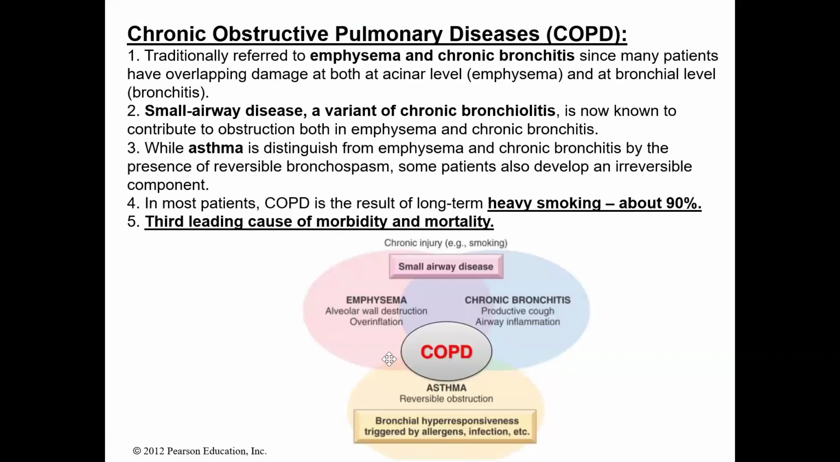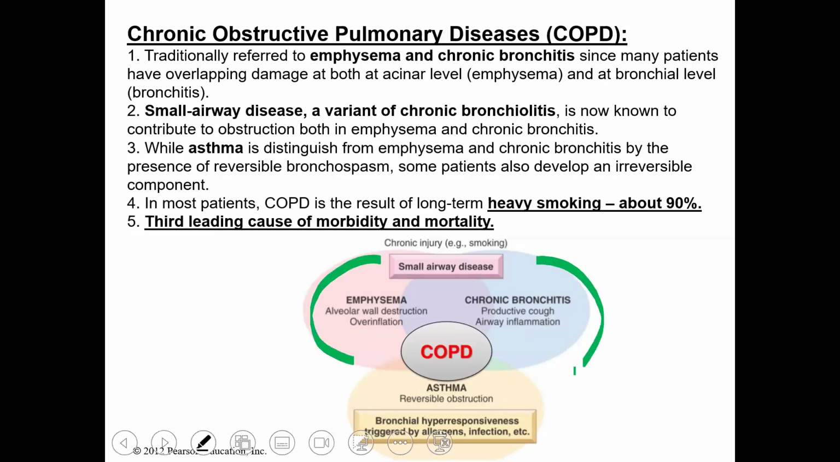Let's talk a little bit about COPD, or chronic obstructive pulmonary disease or dysfunction. And we're going to look at this as emphysema. We're going to see it as emphysema, chronic bronchitis, and asthma. Emphysema, chronic bronchitis, and asthma is going to be part of our trilogy of COPD. So traditionally referred to as emphysema, chronic bronchitis, since many patients overlapped damage at both at acinar level emphysema and bronchial level bronchitis.